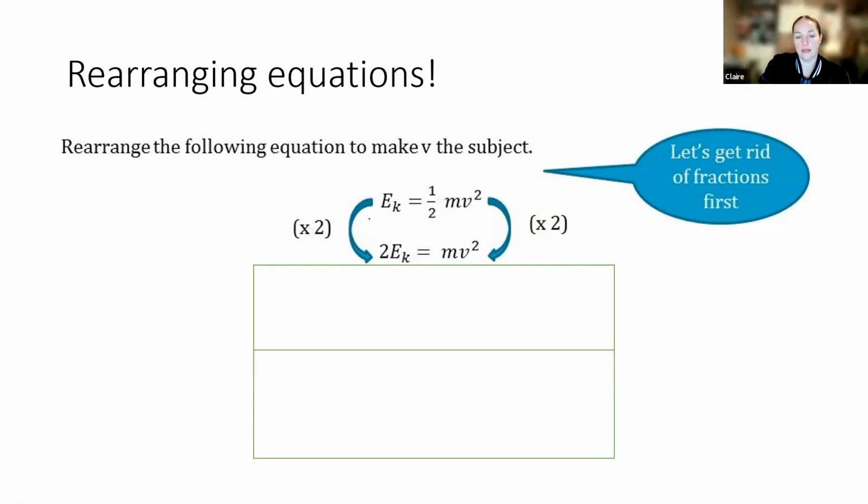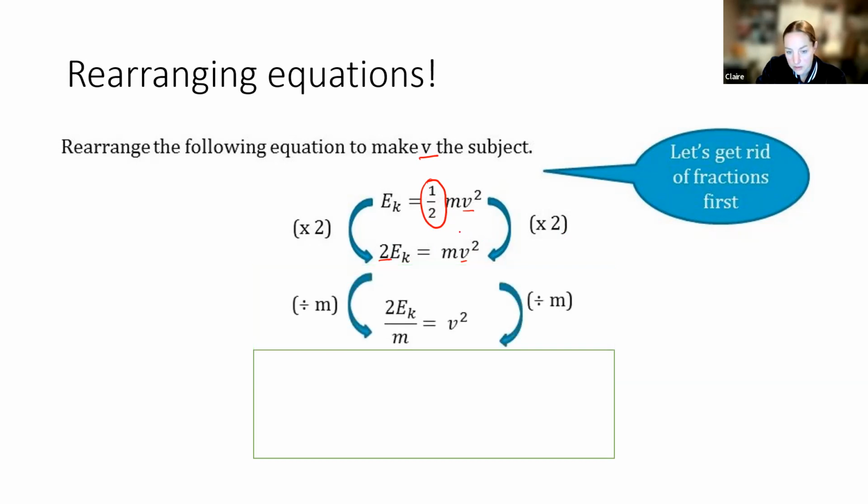So again, we're making V the subject. So we are looking for this one here. So it is your kinetic energy equation. What you've got to do first is get rid of fractions. So we need to get rid of the half. And the only way to get rid of a half is to multiply by 2, like they've done here. Okay, so whatever you do, you have to do on both sides. So that will get rid of the half, but then make it 2E.